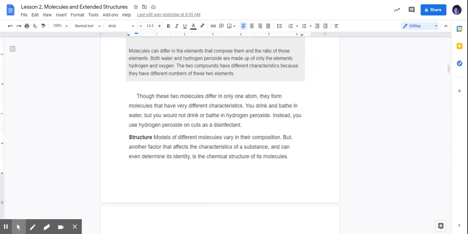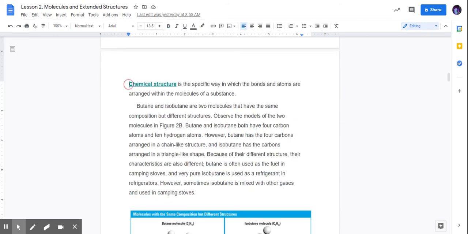Though these 2 molecules differ in only 1 atom, they form molecules that have very different characteristics. You drink and bathe in water, but you would not drink or bathe in hydrogen peroxide. Instead, you use hydrogen peroxide on cuts as a disinfectant. Right here, structure. Molecules vary in their composition, but another factor that affects the characteristics of a substance and can even determine its identity is the chemical structure of its molecules.